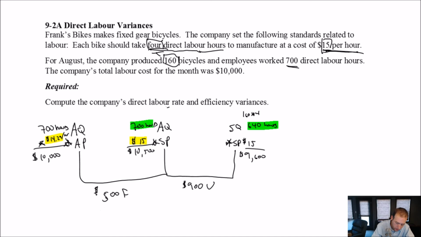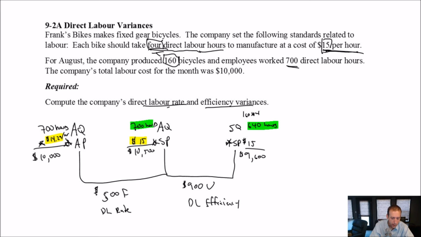These variances are called the direct labor rate and efficiency variance, or DL rate variance and our DL efficiency variance. And you can see the rate variance is favorable. The efficiency variance, though, is unfavorable. So let's think about reasons why. Why might we have a favorable rate variance?